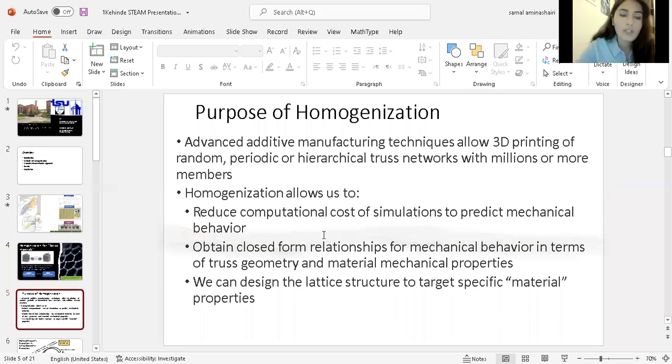Why do we need the homogenization? There are two main purposes. One is that homogenization allows us to greatly reduce the computational cost of analyzing a structure, such as a building or a frame which is made of lattice material. The second reason is that homogenization allows us to obtain closed form relationship which connects the macro scale material properties with the lattice architecture and material properties of the lattice material.